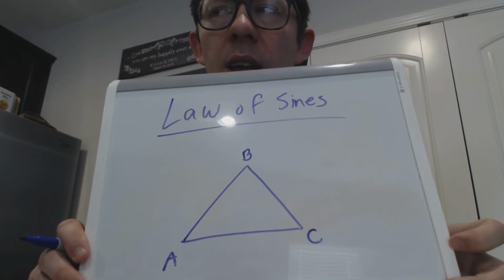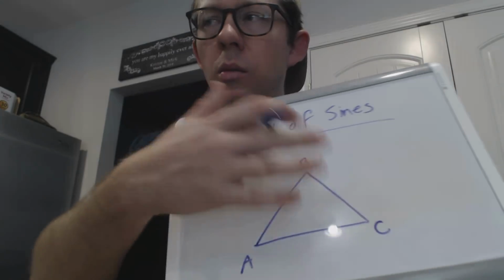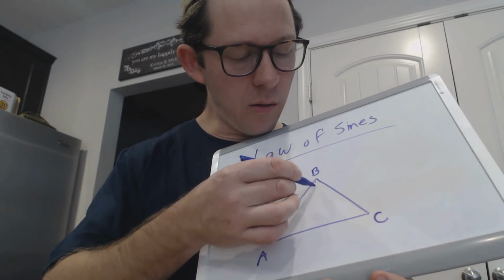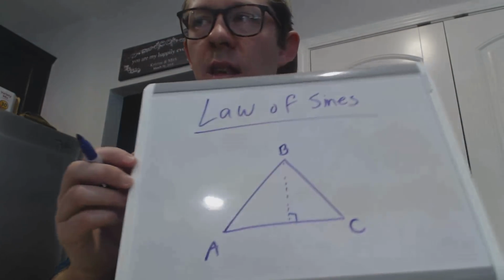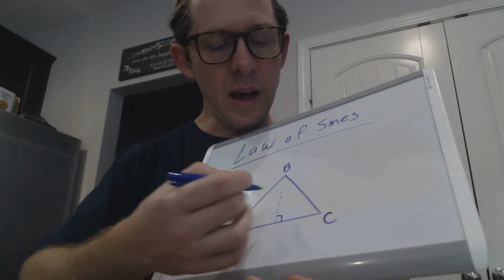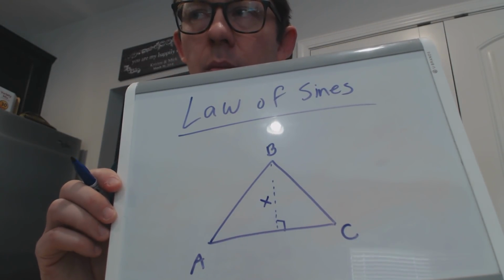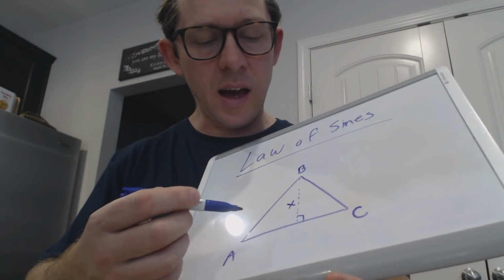Before I show you what the law of sines is, I want to show you how we can get it. Looking at this triangle, we know it's not a right triangle because there are no right angles here. Well, what if I made a little right angle? I'm going to bring down this little line here, and you see how that's perpendicular. Let's call that side x.